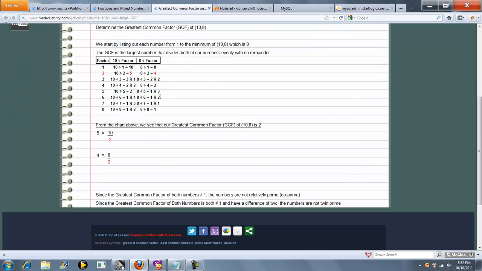So we'll click this link very quickly. 10 and 8, as we can see here, we reduce down to 5 and 4 using the greatest common factor of 2.